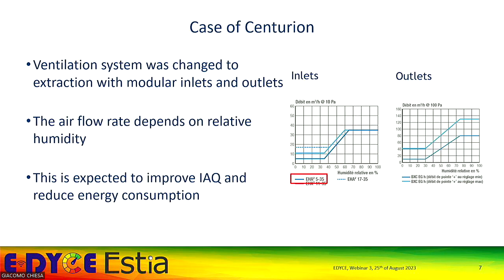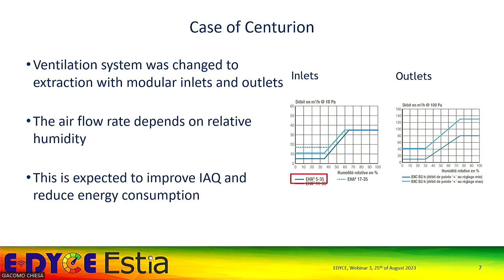So what happened there is that we changed the ventilation system from a single extraction with no control of the inlets to something that depends on relative humidity in the room. Here on the right, you can see the airflow rates of the inlets and the outlets depending on the relative humidity inside the rooms. You can see that it adapts the airflow rate to, in a sense, the use of the space. So this was expected to improve both indoor air quality and the energy consumption, because it would reduce the total airflow rate of the building.